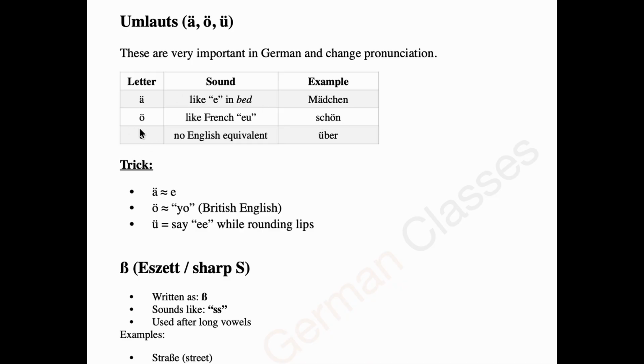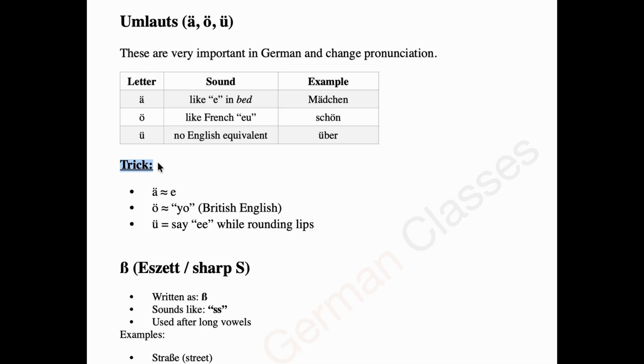Next we have u umlaut. So u has a sound of u, right? U umlaut has a sound of u, proper u. Example, über. Über. I hope it's clear.